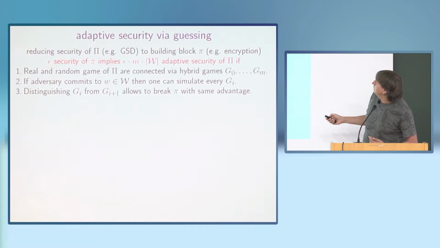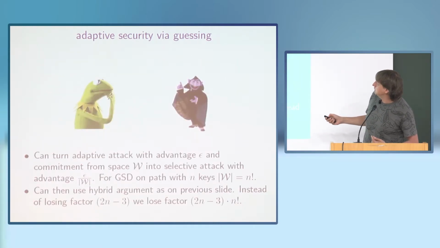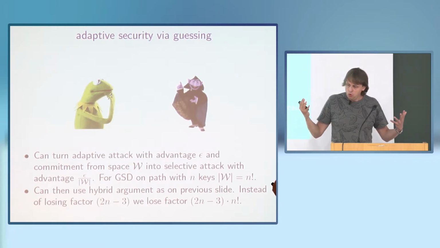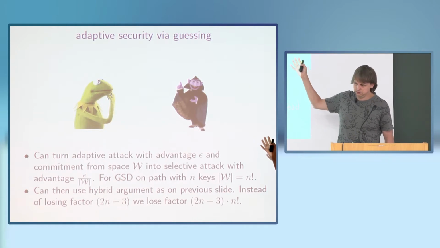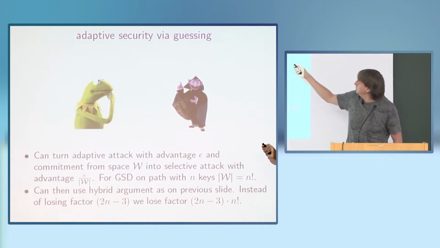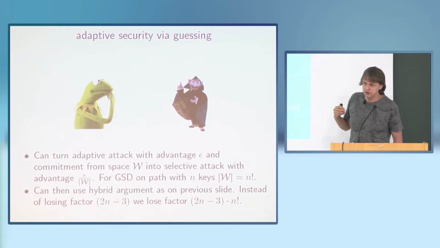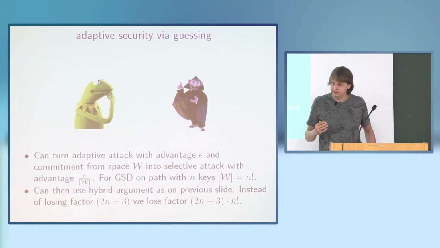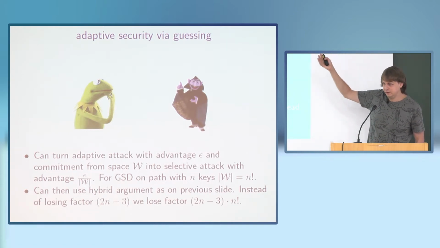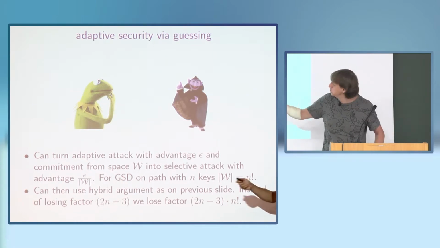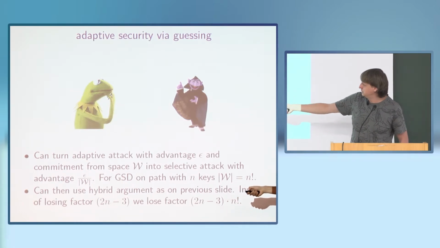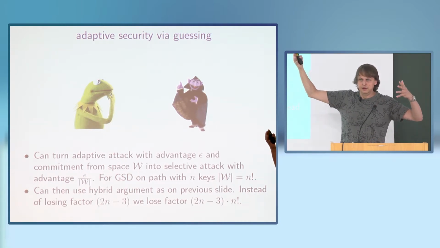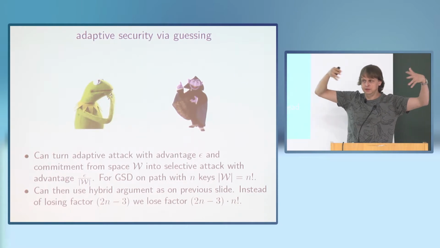Okay. Now, there is a nice generic statement, which tells you that whenever we are given an adaptive attacker, which has advantage epsilon, we can always take it and turn it into a selective attacker, but we pay for that. And what do we pay? If the adaptive attacker has advantage epsilon, the selective one has much lower advantage, epsilon divided by the size of this set W, and the set W is simply the set of possible commitments that we require the adversary to provide so that we can actually simulate those hybrids.